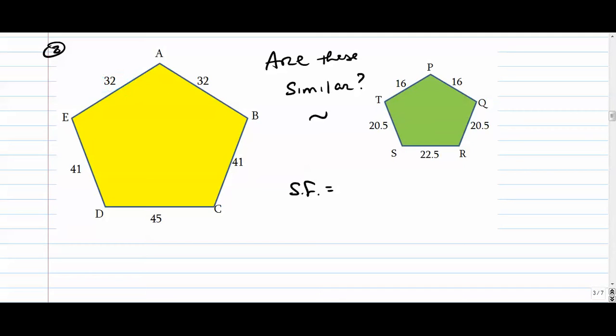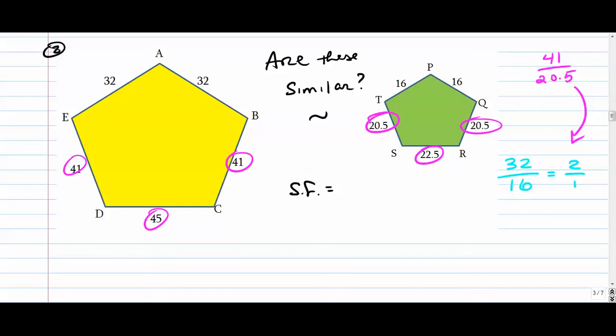So I get 32 over 16. Well, that's 2 over 1. Alright, do the same thing for the other corresponding sides. 32 over 16, same thing. 41 over 20.5. Well, that also happens to be 2 over 1. 45 over 22.5. Those are corresponding. Divide them, you get 2. And of course, same thing here.